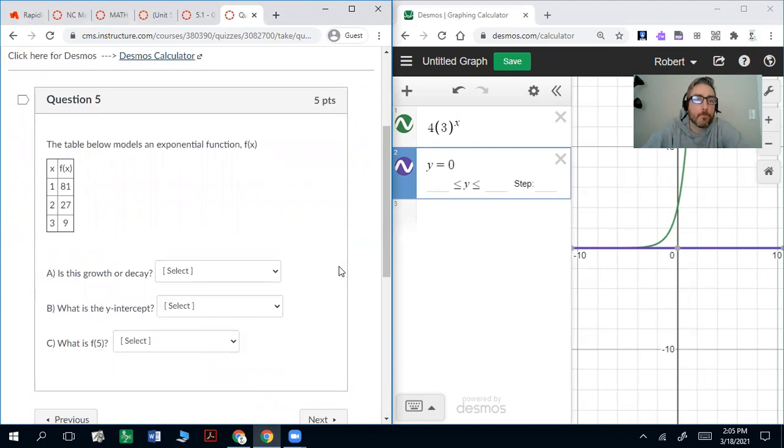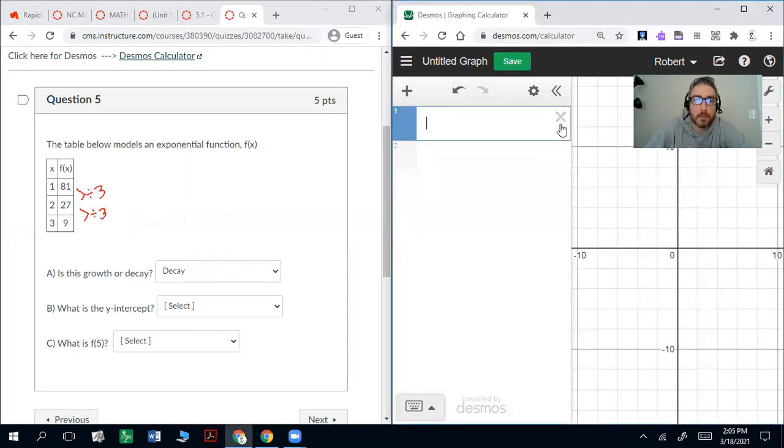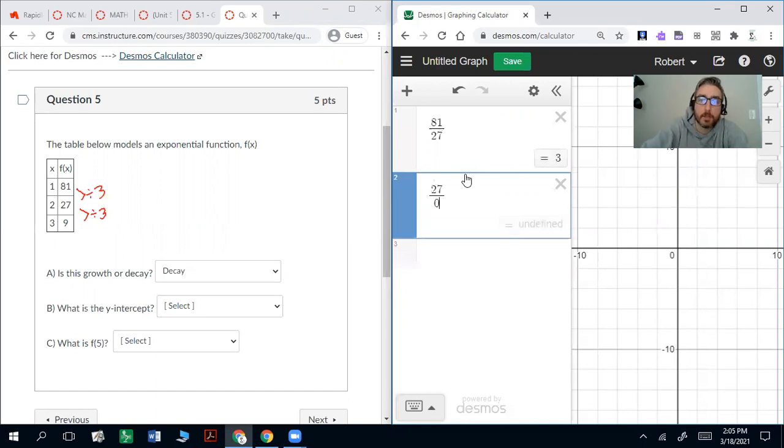Question 5. Is this growth or decay? Well, it's getting smaller as x increases, so it's going to be decay. What's the y-intercept? What we've got to do is figure out what it's being divided by. So in this case, 27 divided by 9 is 3, and 81 divided by 27 is also 3. You can check that in the calculator. So it's being divided by 3.